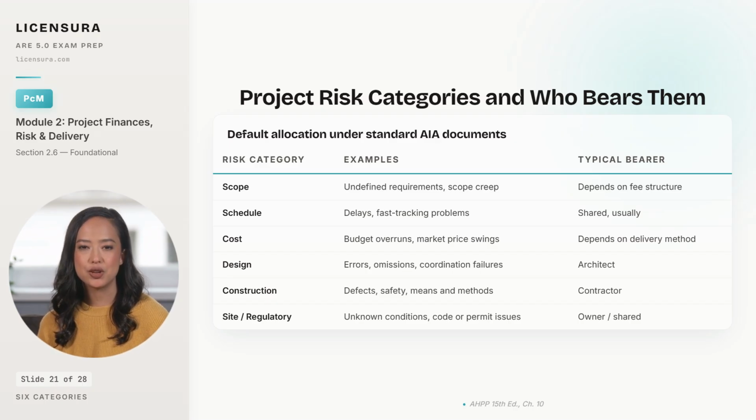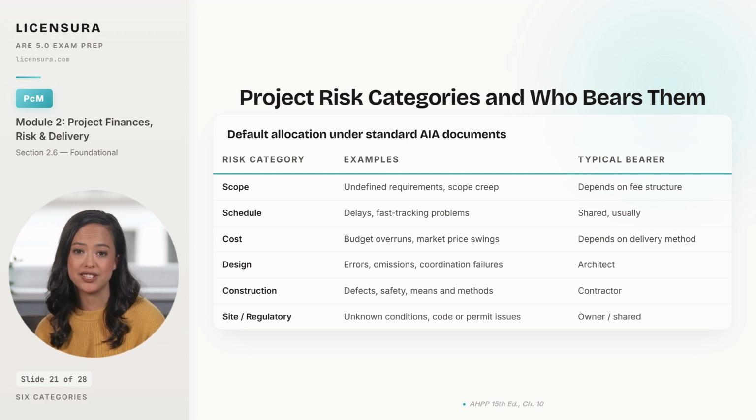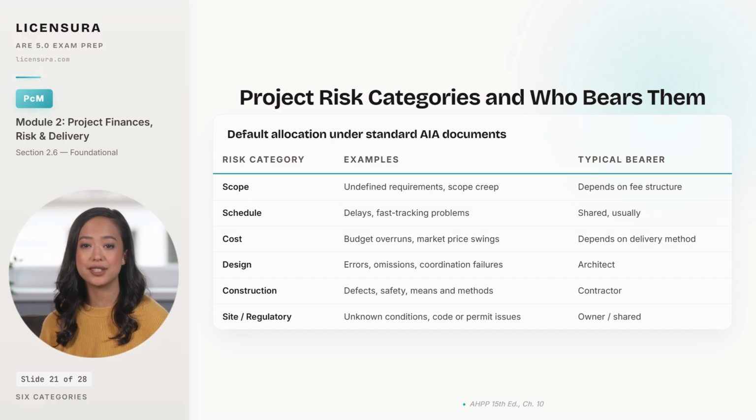Site and regulatory risk both default to the owner side. Differing site conditions clauses in AIA A201 cover the unknowns, and code or permit shifts land on the project, not on you personally. Memorize the default. Then read every contract you sign with the assumption that the other side is trying to move one of these defaults onto you. Knowing who bears the risk is only half the job. You also need a strategy for handling the ones you cannot offload.